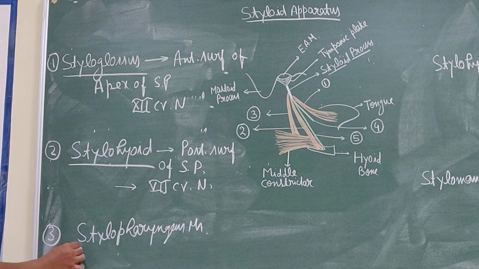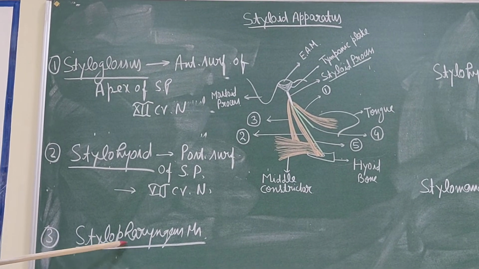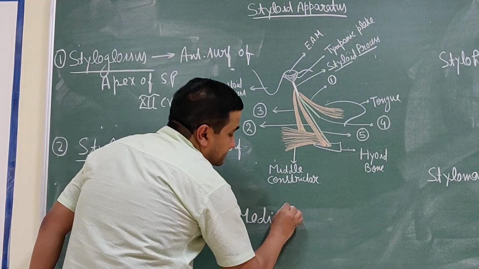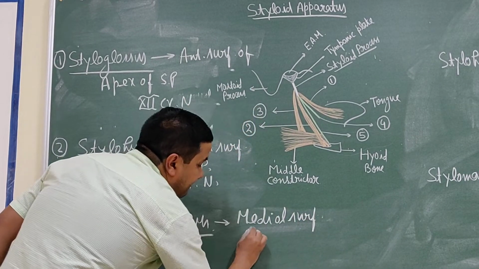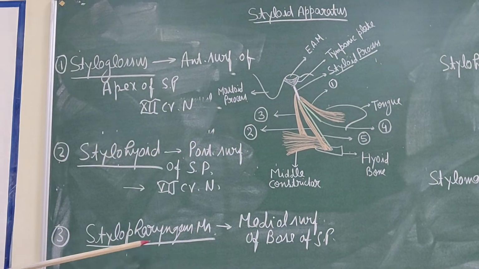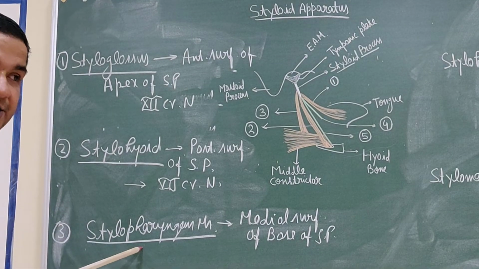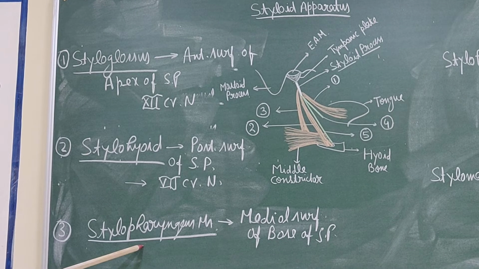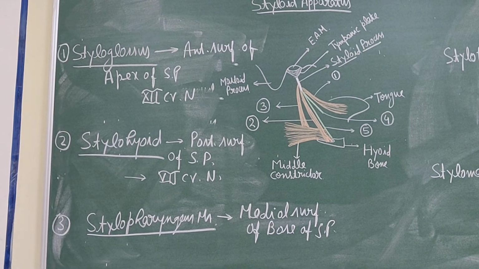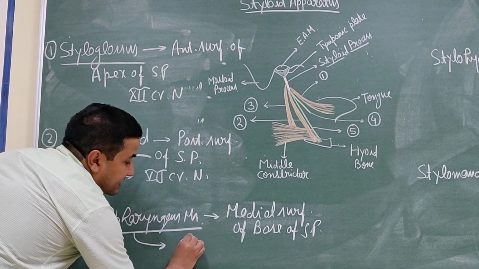Now this stylopharyngeus muscle. This is the stylopharyngeus muscle. It is the longitudinal muscle of the pharynx. It takes origin from the medial surface of the base of the styloid process. This muscle is inserted on the thyroid cartilage. So it elevates the larynx and the pharynx, and it is the only muscle which is supplied by the 9th cranial nerve.